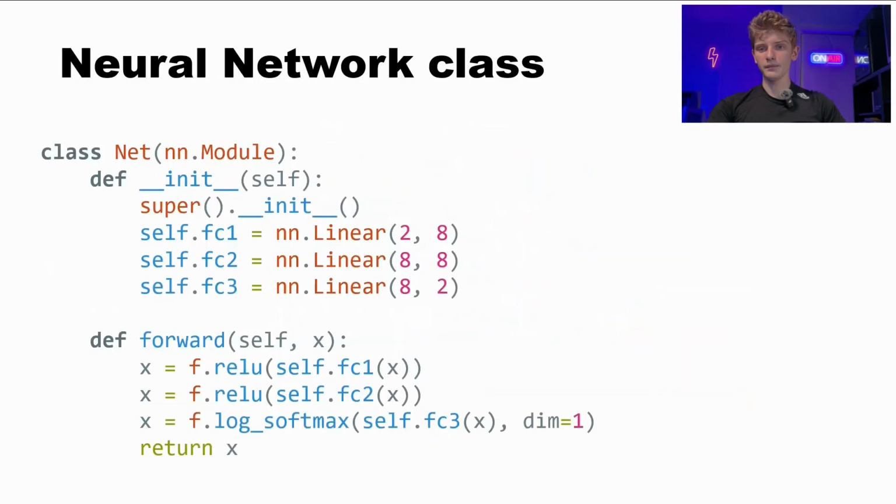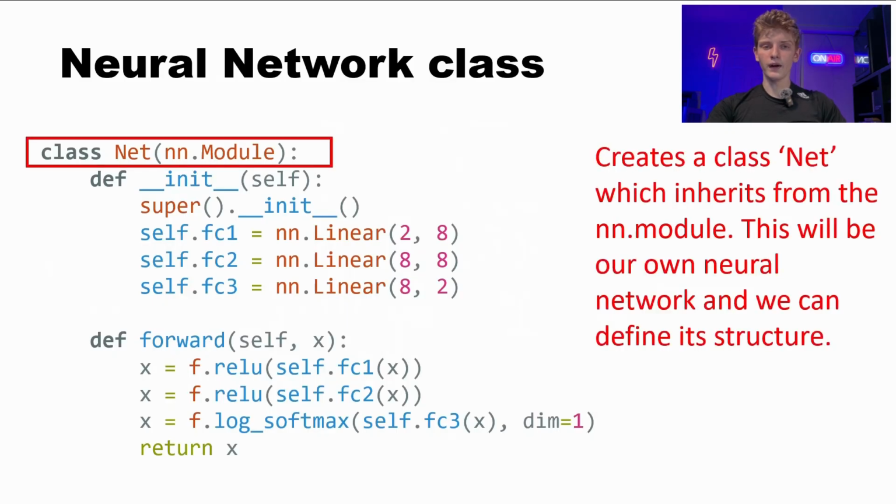So in the program, this is the section of code which will define our own neural network. And let's go through it line by line. So first, we define our own class, which we'll call Net. And this will be the class for our own specific neural network. And you'll see how we'll define its structure. Now, just to note, this class inherits from this nn.Module, which I mentioned earlier.